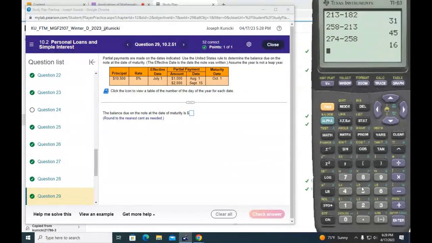31, 45, 16. We'll go ahead and do this. All right, so I do 10,500 times 8% times 31 divided by 360. So that's $10,572.33 minus 1,000. All right, so now we have $9,572.33. You want one extra 5 in there? Thank you. Times 8%. Thank you.